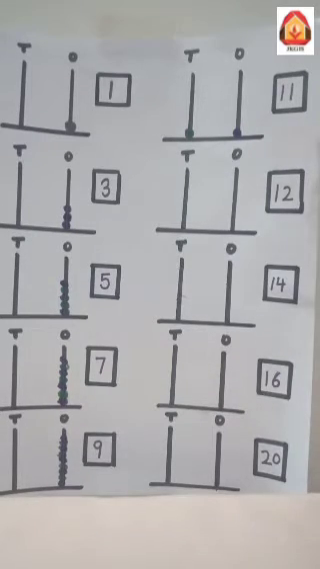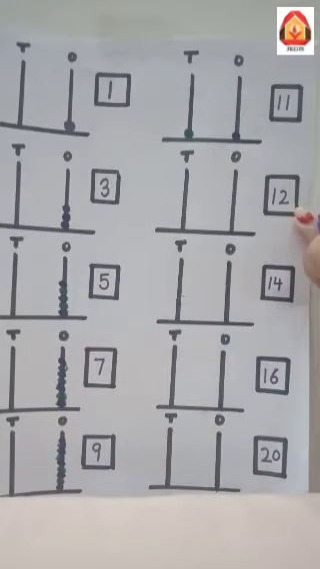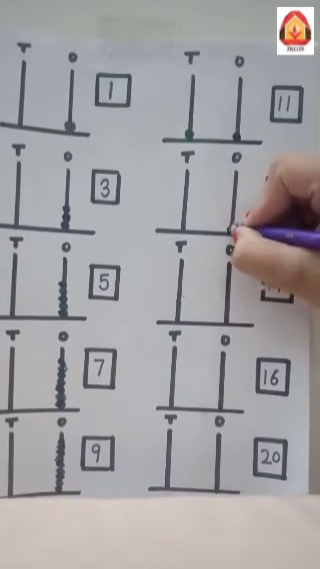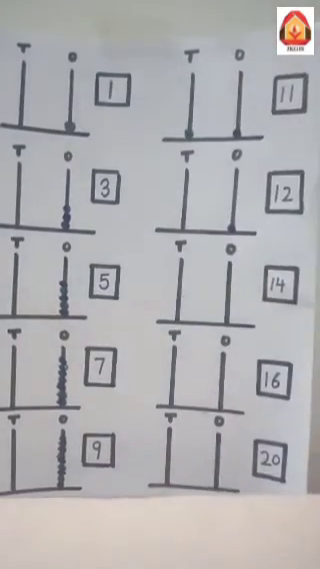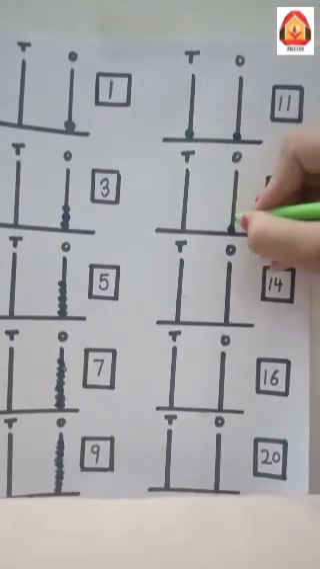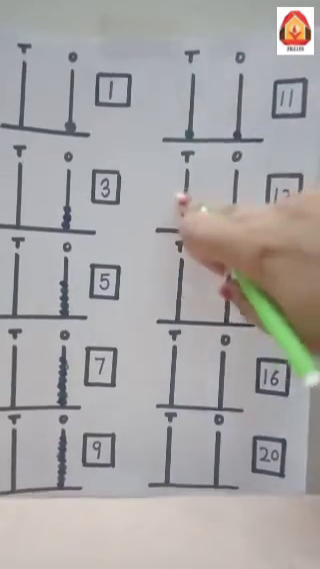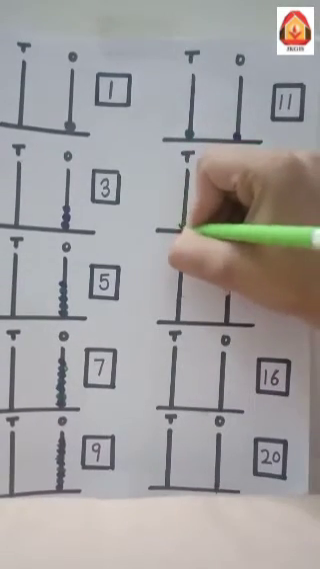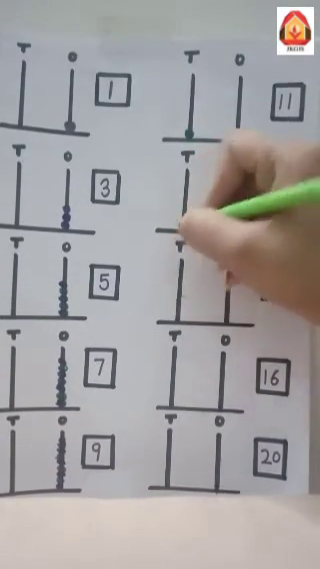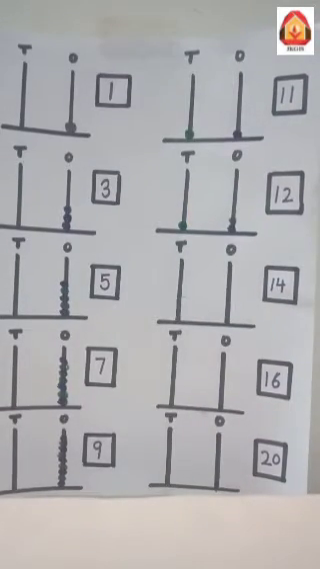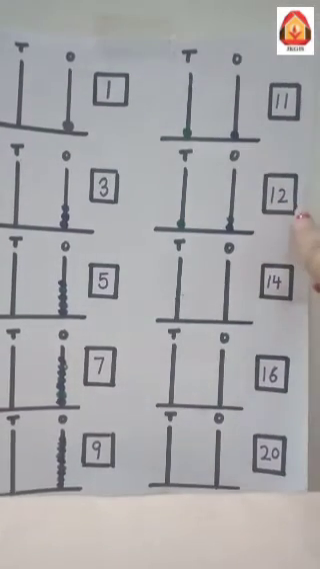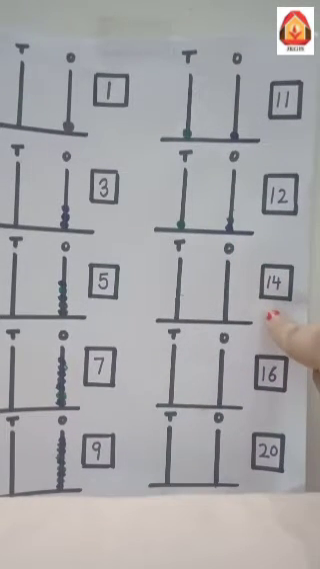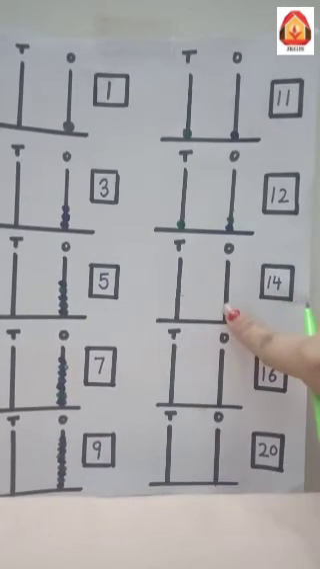So next number is 12. Same way I will make 2 beads in ones place, 1 and 2, and in tens place I will make only 1 bead because it represents 10. So what will be the number formed here? 1 2, 12. Same way we have to represent number 14 on this abacus.